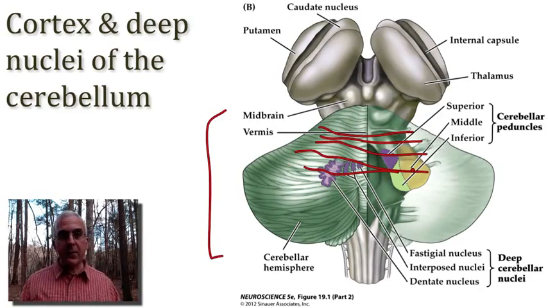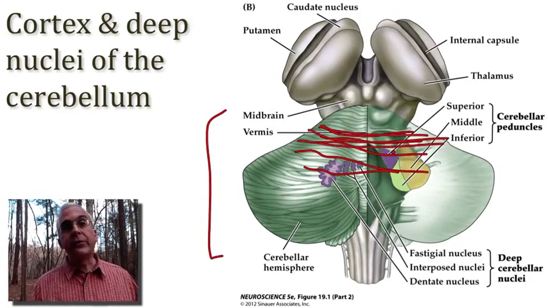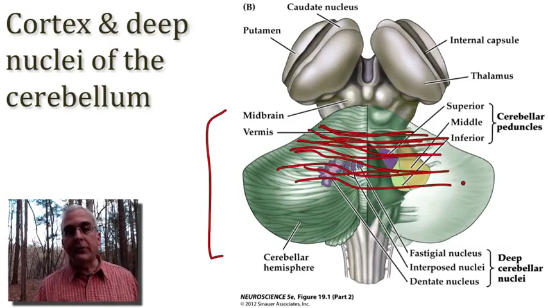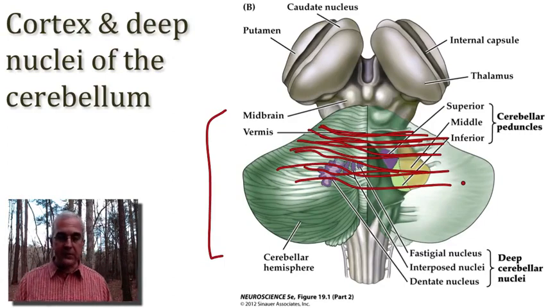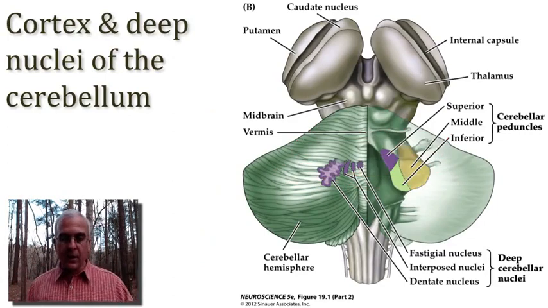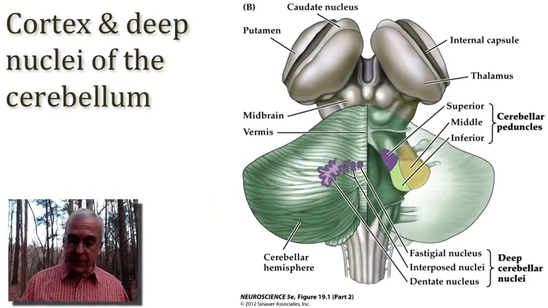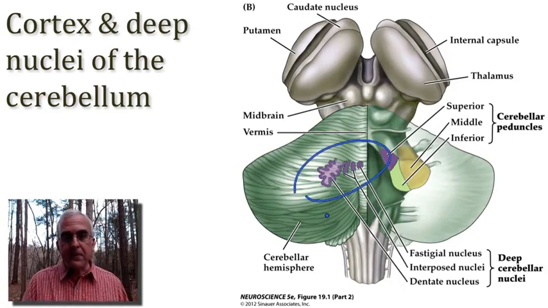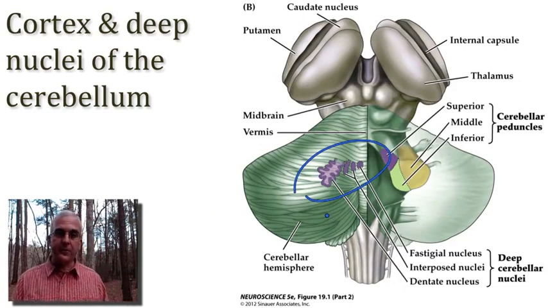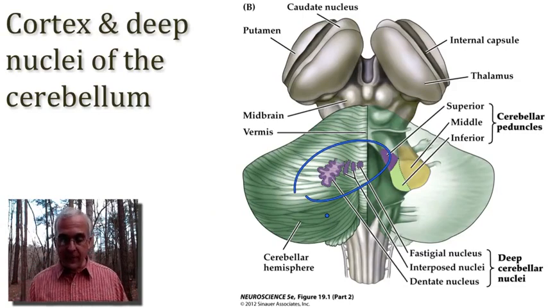So when we talk about the circuitry in detail, we'll see what accounts for this organization of these folia that extends across the long axis of the brainstem in this way. Now below the cortex, there are the deep nuclei. And the deep nuclei are these structures that are highlighted here. They actually reside in the white matter, just on top of the roof of the fourth ventricle.